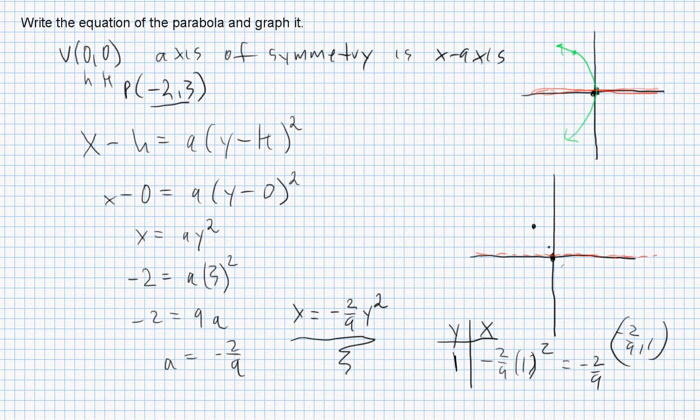Now, we don't really need another point on the t-table because we also have -2, 3. We reflect that down below the axis of symmetry to -2, negative 3. And then this reflects down below the axis of symmetry to negative 2 over 9, negative 1. And smoothly sketching the curve, there's our graph. Okay, so that's how that goes.